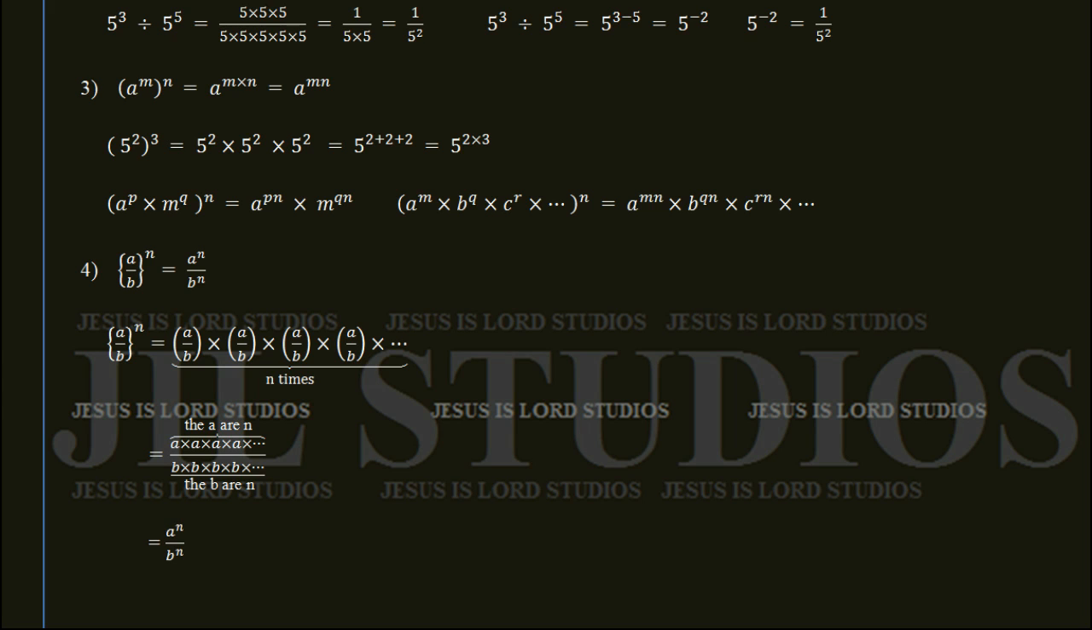It is not difficult to show, following the same line of argument, that a times b divided by c times d, the whole expression to the power n, is equal to a to the power n times b to the power n over c to the power n times d to the power n. In general, this expression is equal to this one.